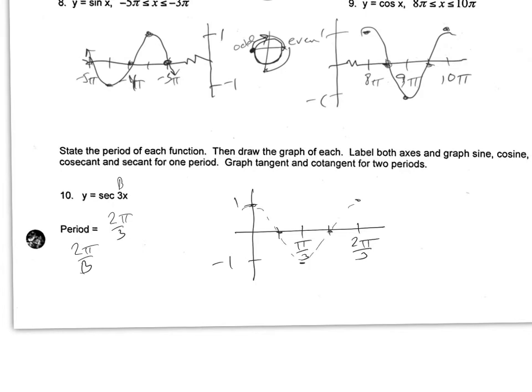You can connect these or not. That's your choice. The zeros become asymptotes for the secant. So please draw the asymptotes. And then you'll only have a half a parabola on each side and a full parabola in the middle.